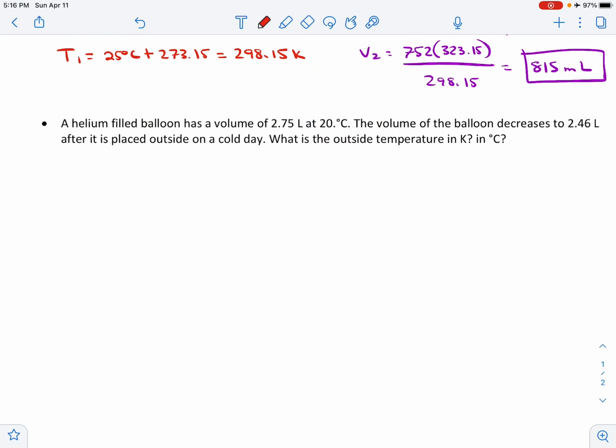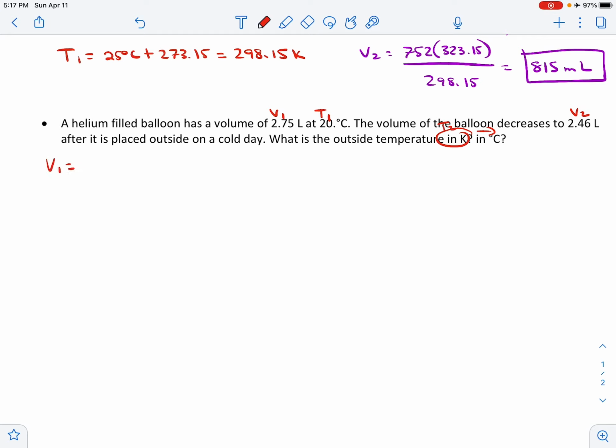We have a helium balloon filled at a volume. There's a volume, there's T1. The volume decreases, so that's V2. And we're looking for the temp in Kelvin, so we're looking for T2, but then it also wants us to take it to Celsius. So we've got a little bit of work to do. Let's go ahead and write down what we know.